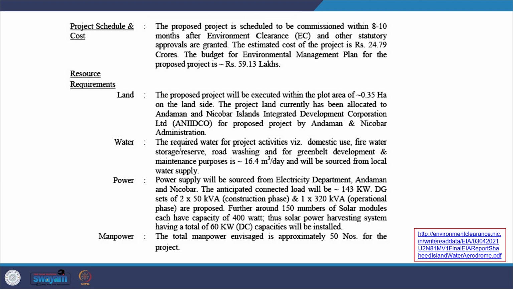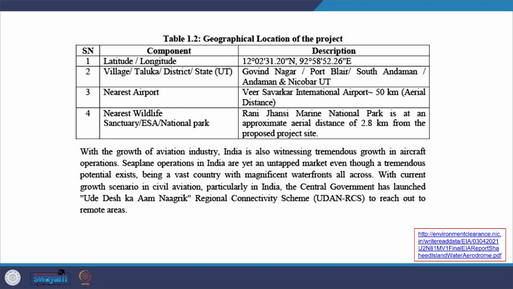Then you see power supply will be sourced from the electrical department, and then what their requirements are and so on. And the total manpower required is calculated to be 50 for the project. So they would be requiring 50 people for this particular facility. You see that here, and details of the geographical locations are given. You can see where it is located, and particularly this one is done within India's UDAN program, which is Ude Desh Ka Aam Nagrik, said in Hindi here, which means every common citizen of the country would fly. So Ude Desh Ka Aam Nagrik, and with the Regional Connectivity Scheme, RCS, which has been abbreviated as UDAN, which means flight, it's the program for regional connectivity.